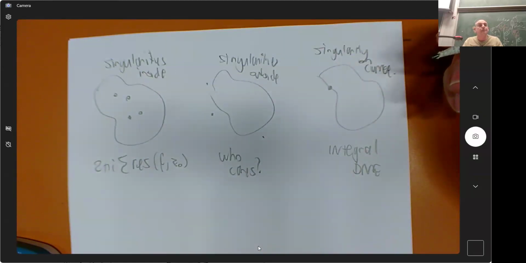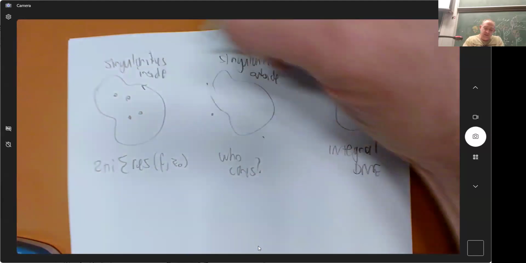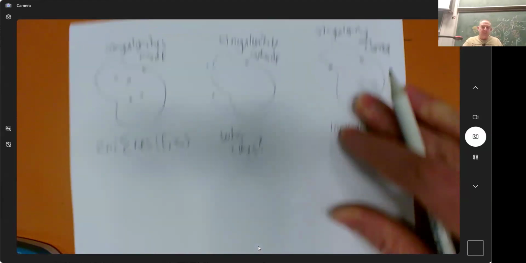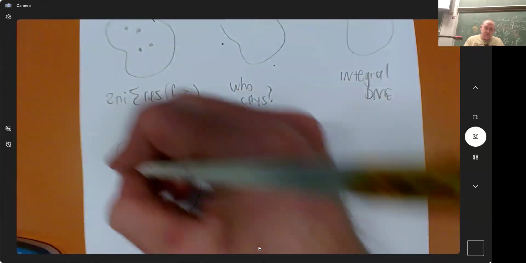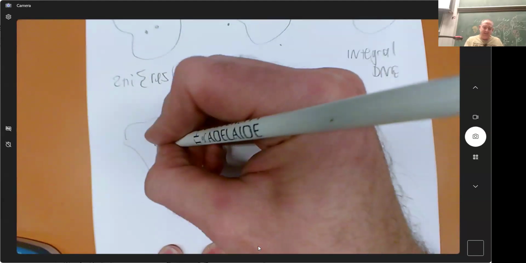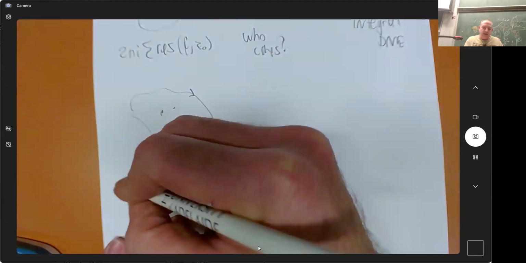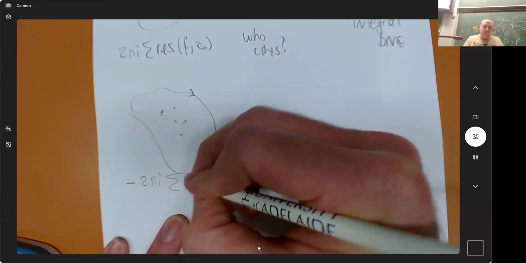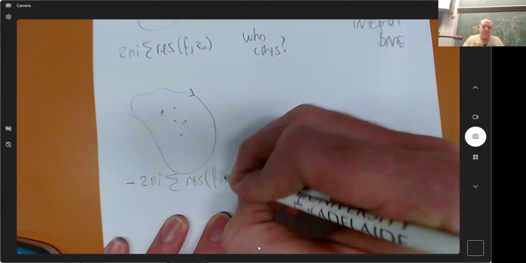What if the curve is clockwise? It'll be okay. It'll just be minus what it was before. But yes, you're saying if it's clockwise, doesn't that mean the ones on the outside are actually on the inside? No, it doesn't. It just means that if it was this way, that would be minus 2 pi i times the sum of the residues.